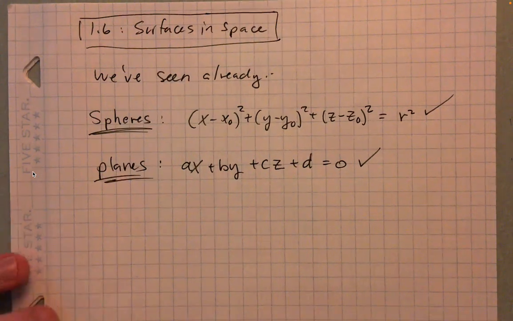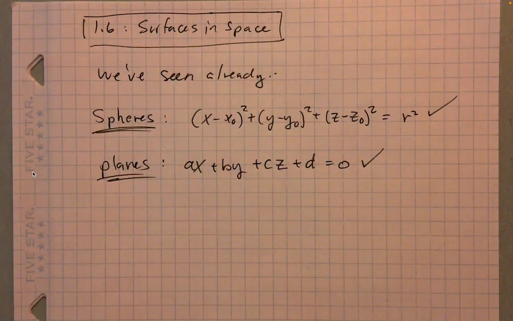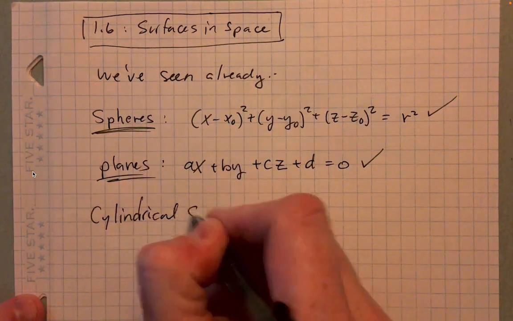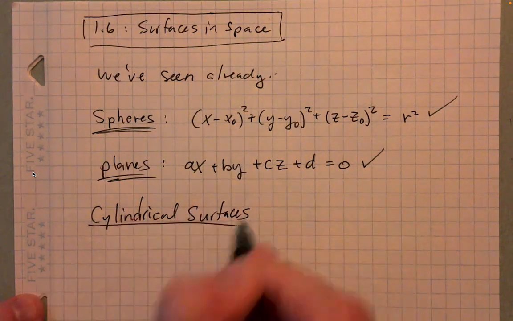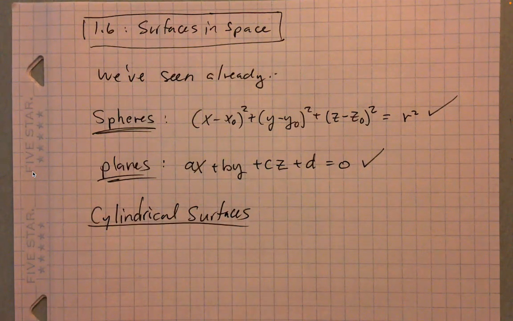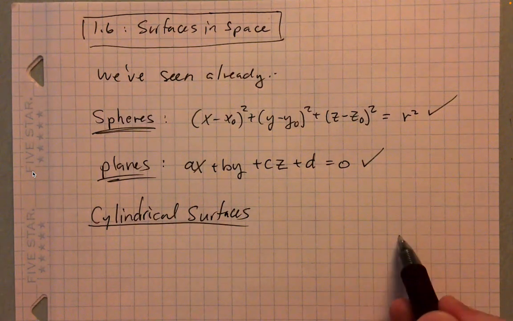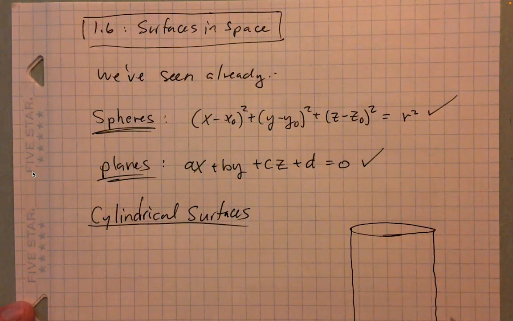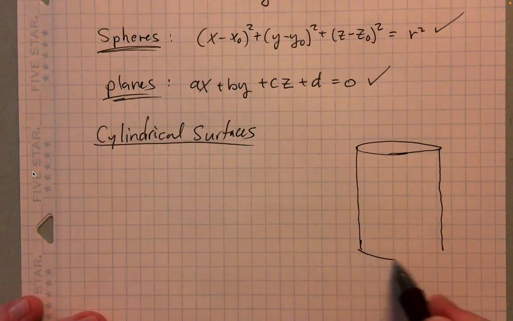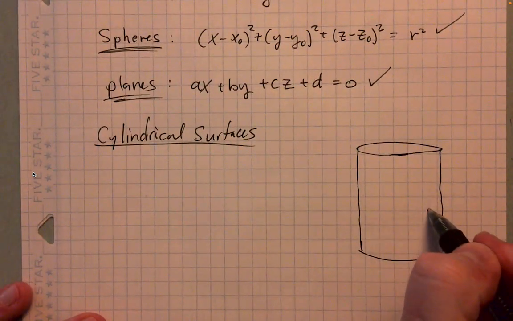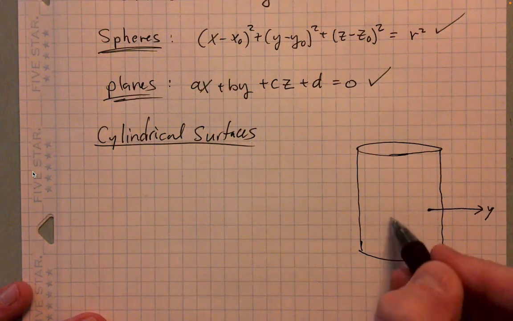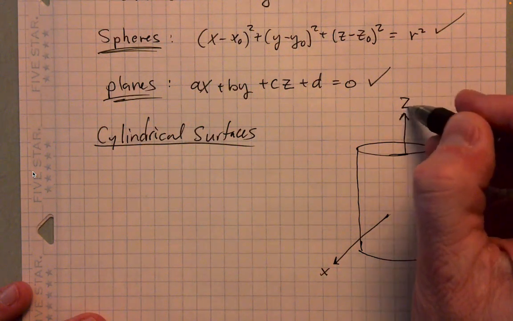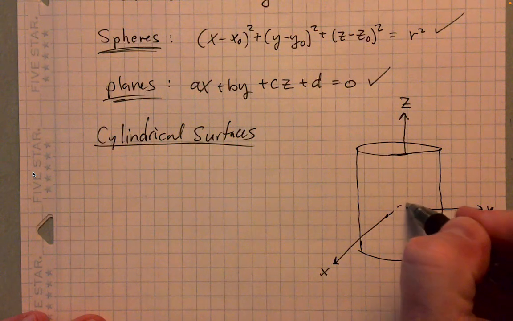The next one to look at here is the cylindrical surfaces. You can imagine what this would look like. Say we've got something like this, and then it kind of goes like that. Maybe you've got your y-axis here, and you've got your x-axis coming out here, and then out the top you've got your z-axis. You can see where these would kind of come together here.